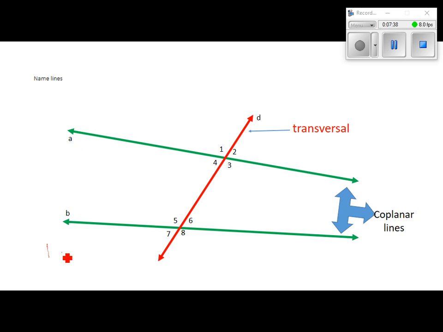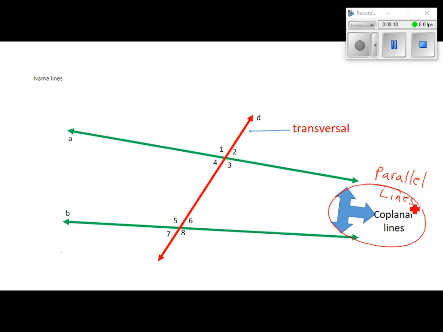So when we're looking at this, first thing I want to do here, the green lines, these are called your coplanar lines, and here in a few minutes we're going to call them our parallel lines. They don't have to be parallel for all this stuff that we're getting ready to go over to work. Some of it they do have to be parallel, but for the special pairs of angles, you can still have the special pairs of angles even if the lines aren't parallel. We just don't have rules about what's true about those special pairs of angles.